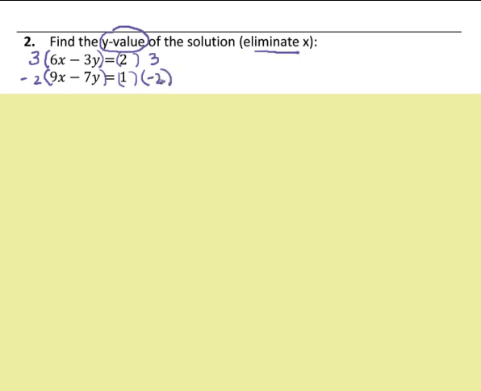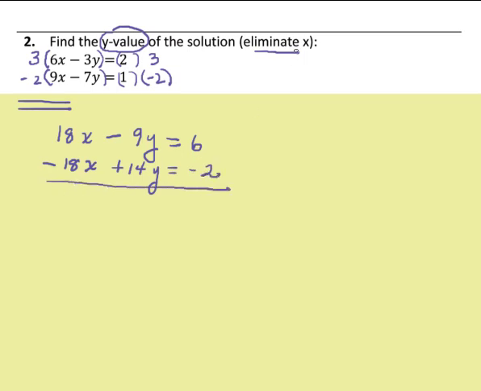Always both sides. Now let's rewrite our system of equations. So the top equation is 3 times 6, that's 18, x minus 3 times 3, minus 9y is equal to 2 times 3, which is 6. Okay, now for the bottom one, minus 2 times 9, that's minus 18x. Minus 2 times minus 7, plus 14y is equal to negative 2.